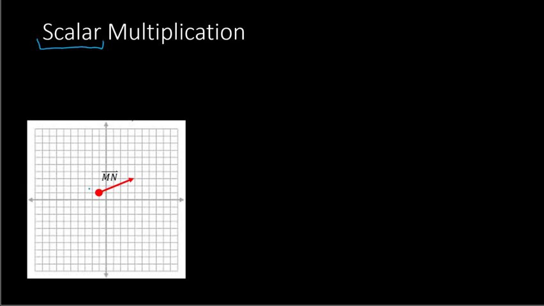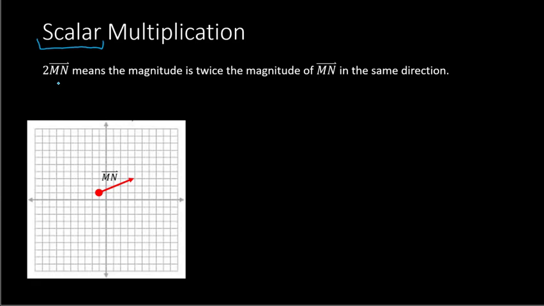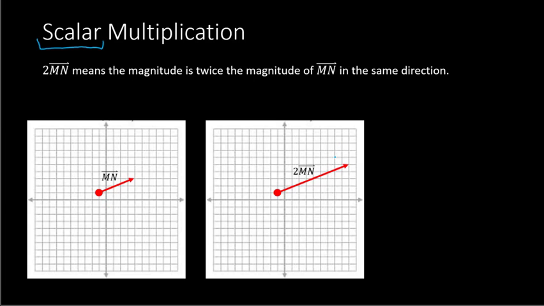So here we have a vector, vector MN. And if you were told to find 2 times vector MN, so 2 in the front means times, what it means is that we want the magnitude to be twice the magnitude of vector MN. So it's going in the same direction. It doesn't have to be starting at the same point necessarily, but it's going in the same direction but twice as long. So if that's vector MN right here, 2MN would be right here. So it's a vector that is twice as long, going in the same direction.